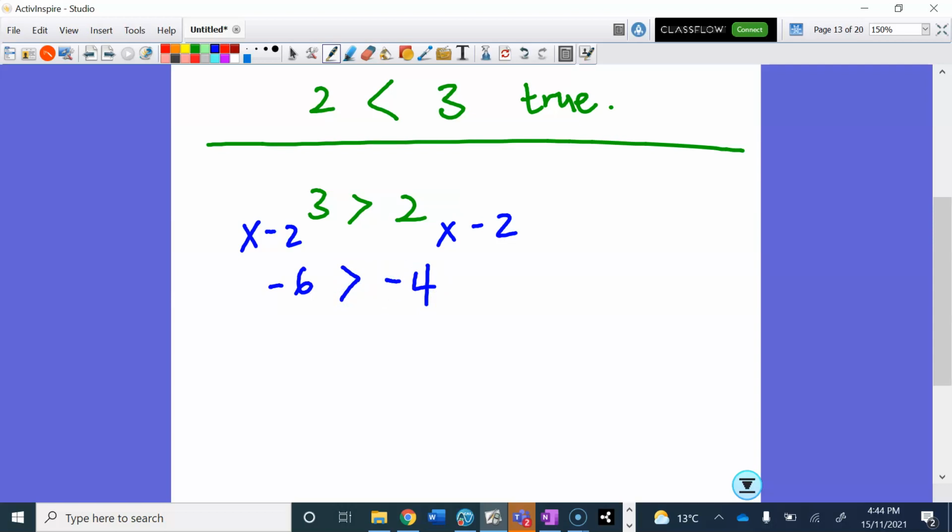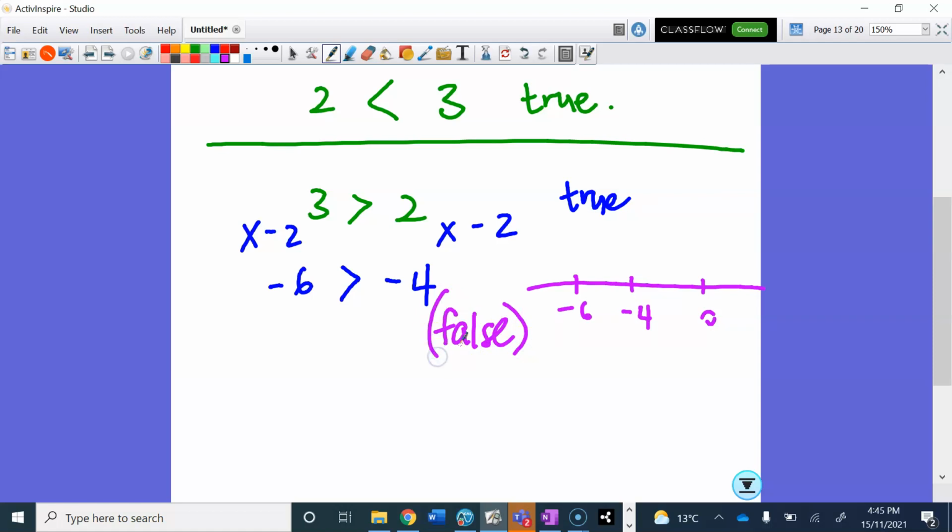And if I look at that, my starting statement was true, that 3 is greater than 2. Now I've done something to both sides of this equation, and I've ended up now that this is no longer true. Negative 6 is not bigger than negative 4. If you think about it on the number line, negative 6 is further to the left than negative 4, meaning negative 6 is smaller than negative 4. More negative, smaller. Okay, so this is not true anymore. This is false when I've done this with a negative number on both sides.